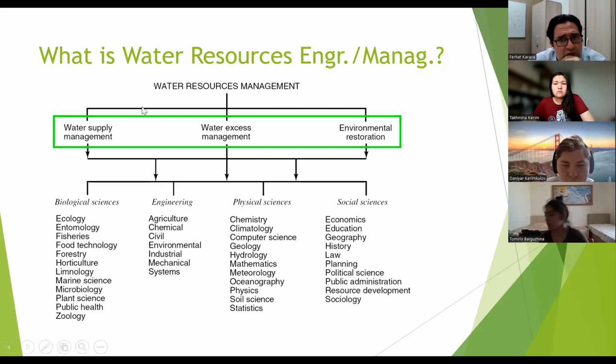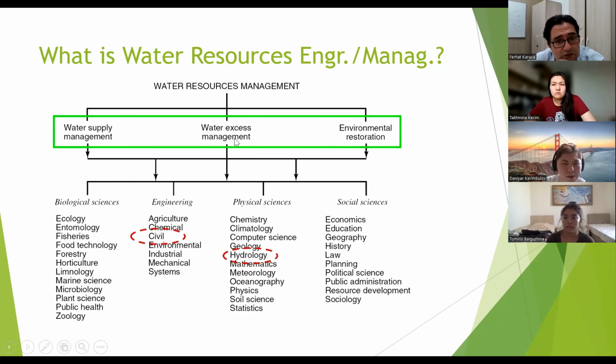So the water resource management area has three sub-disciplines: water supply management, water access management, and environmental restoration. I'm pretty sure that you are taking some courses related to environmental restoration, water supply management and water access management, like the water treatment course or the environmental chemistry course. And in this course, as a general water resource engineering course, hydrology itself is under the physical sciences and is directly linked to civil engineering.